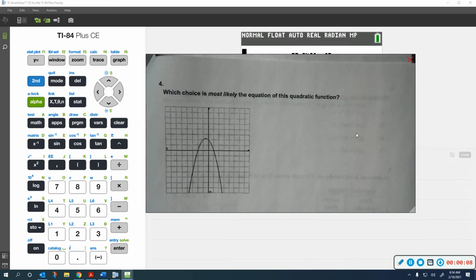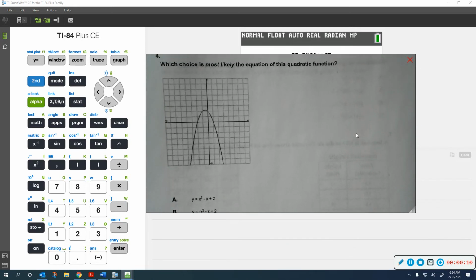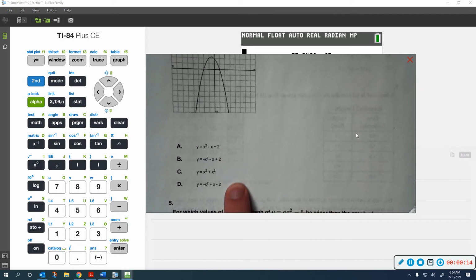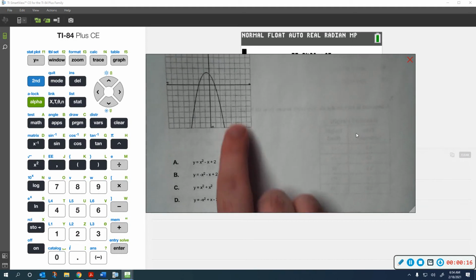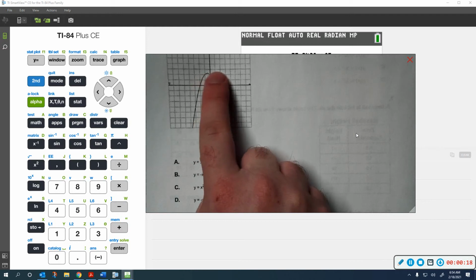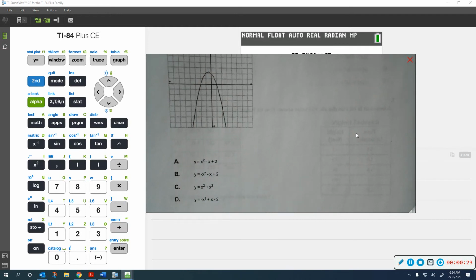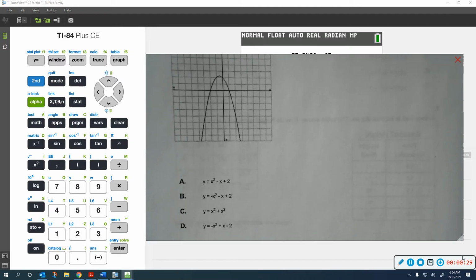Alright, so number 4 says which choice is most likely the equation of this quadratic function? And then we have 4 answers right here. Well, I see that it's moved slightly to the left and it's above. But none of these are in vertex form. So what we need to do is graph all of them and see which one looks mostly like that.